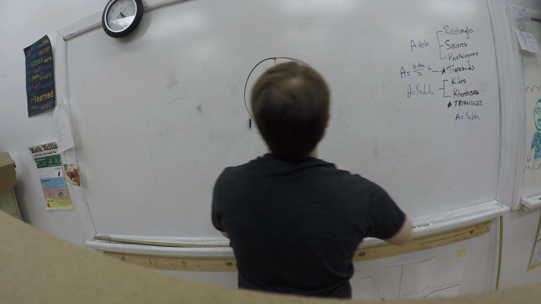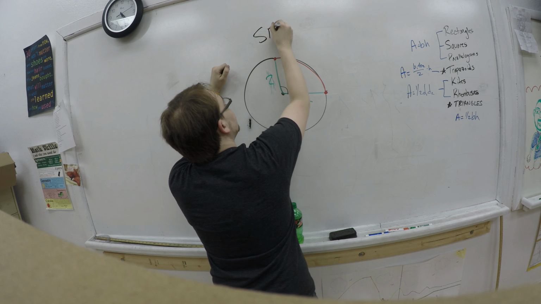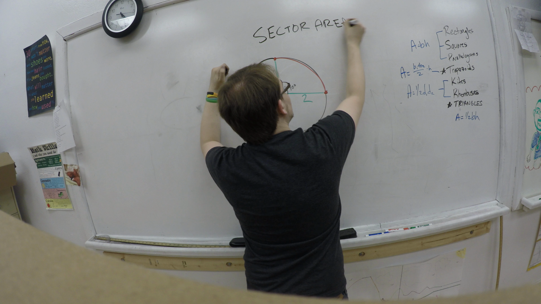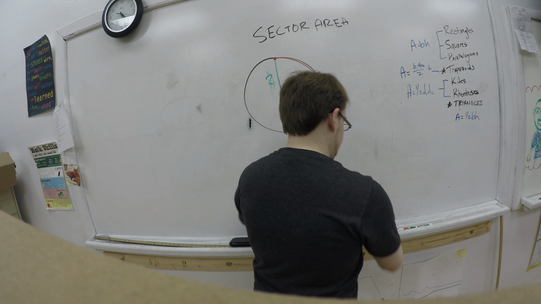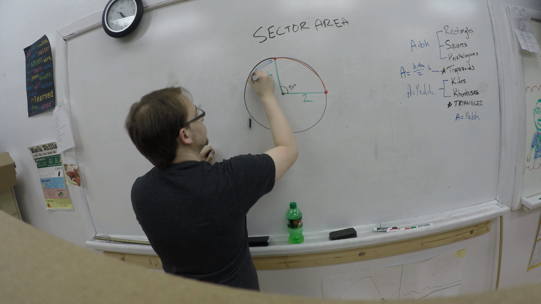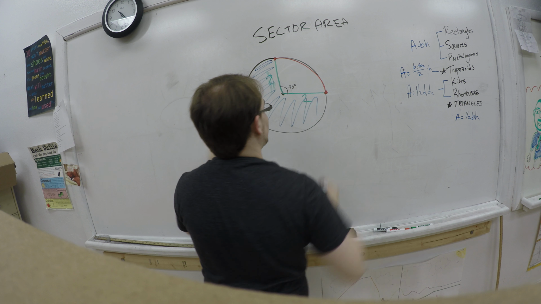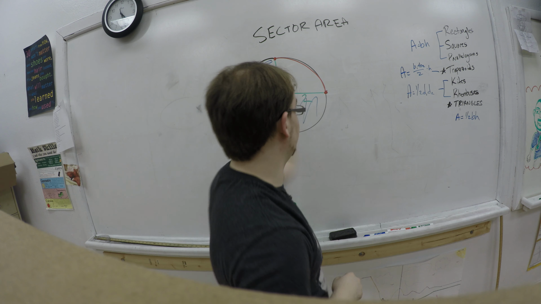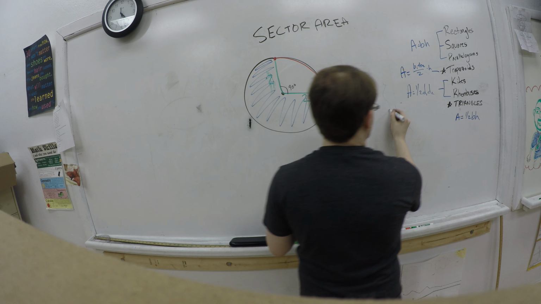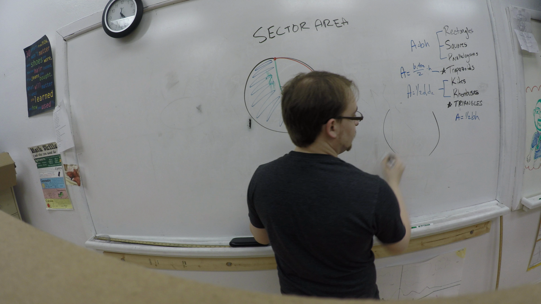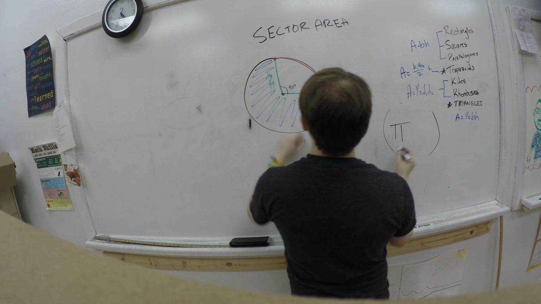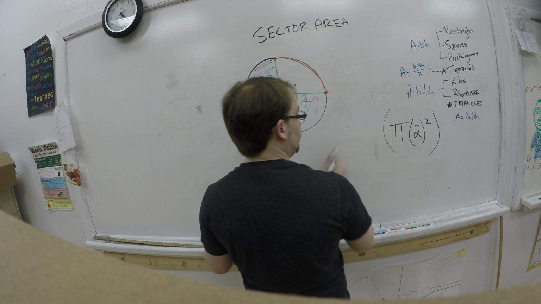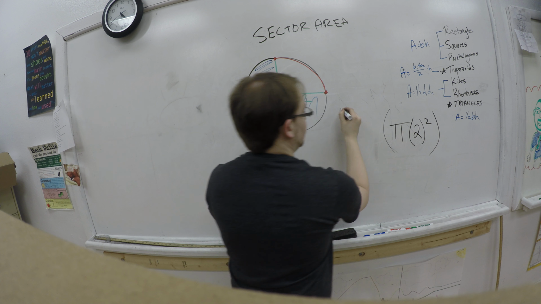What if I ask you for the same circle to find the sector area? I'm going to throw a curveball at you. I want you to find the sector area of this. Find the area of that. Well, what's the area of the whole thing? It's going to be our area formula, which is pi r squared, with r being 2. That's the whole thing. We want to find a piece of it.